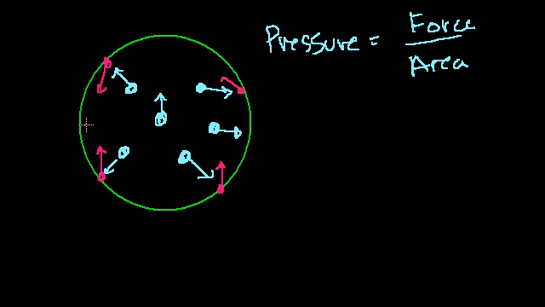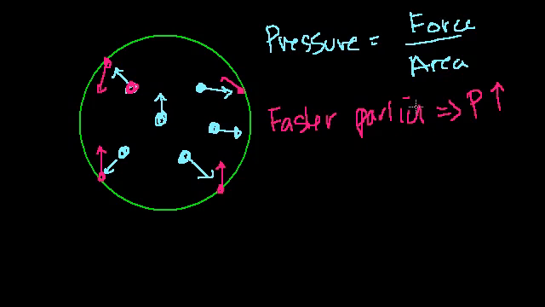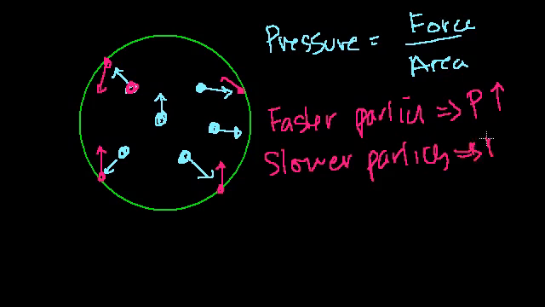So let's think about what the pressure is going to be dependent on. First of all, the faster these particles move, the higher the pressure, right? Faster particles would imply pressure would go up. Slower particles, you're going to be bouncing into the container less, and when you do bounce into the container, it's going to be less of a ricochet or less of a change in momentum. So with slower particles, you're going to have pressure go down.